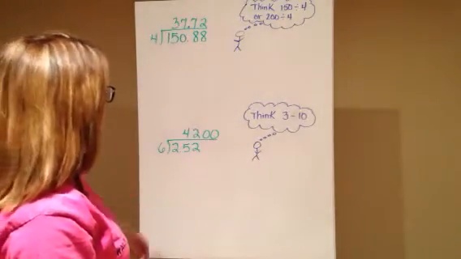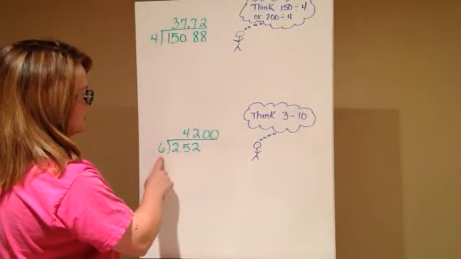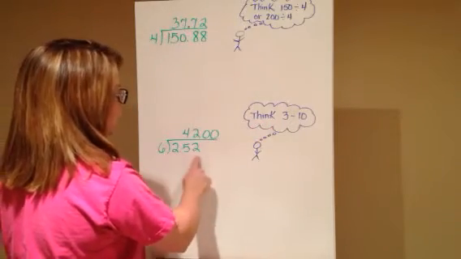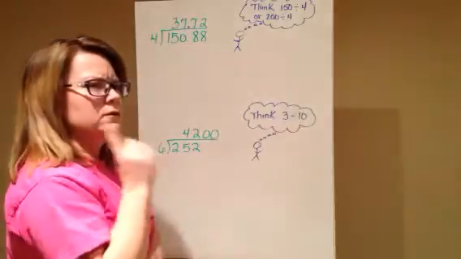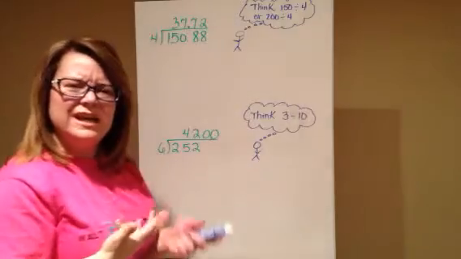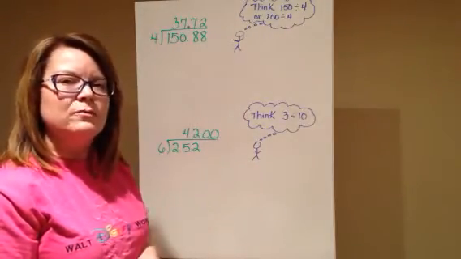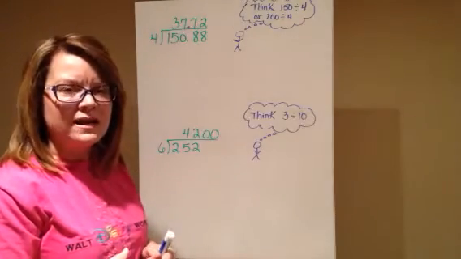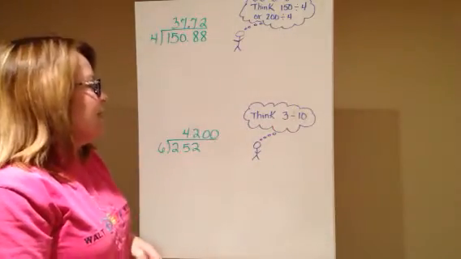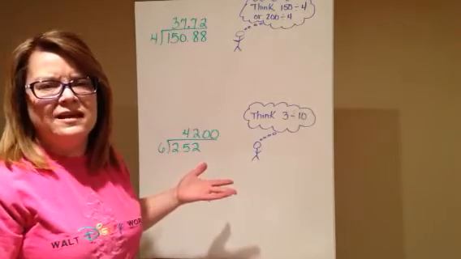Okay, let's try another one. We've got 2 and 52 hundredths divided by 6. And again, I'm going to think 3, I'm rounding this decimal to 3, divided by 10. Oh, that sounds a little wrong to me, doesn't it to you? 3 divided by 10? That means that my answer most likely is going to be smaller than 1. It's not even a whole number, because what can I take 3 divided by 10? I can't take anything times 10 to get 3, can I?